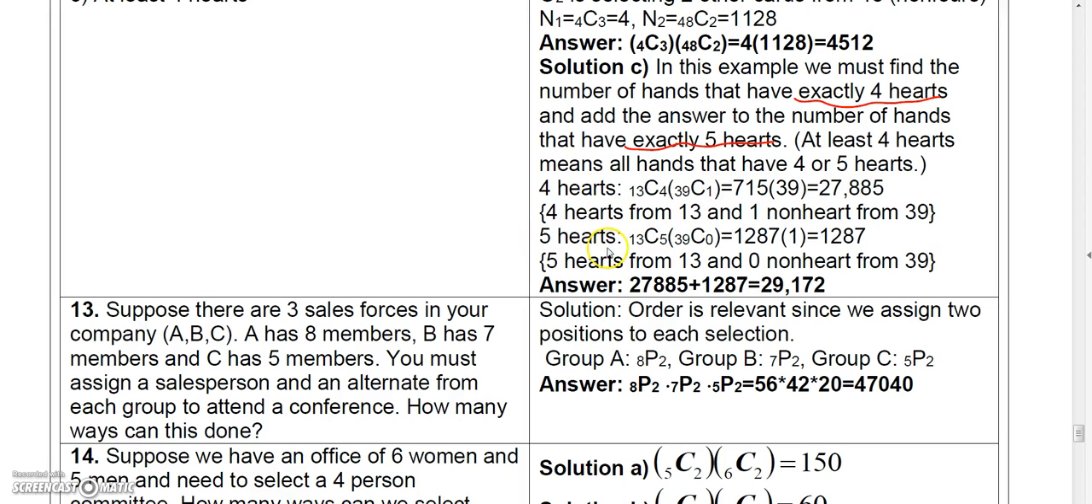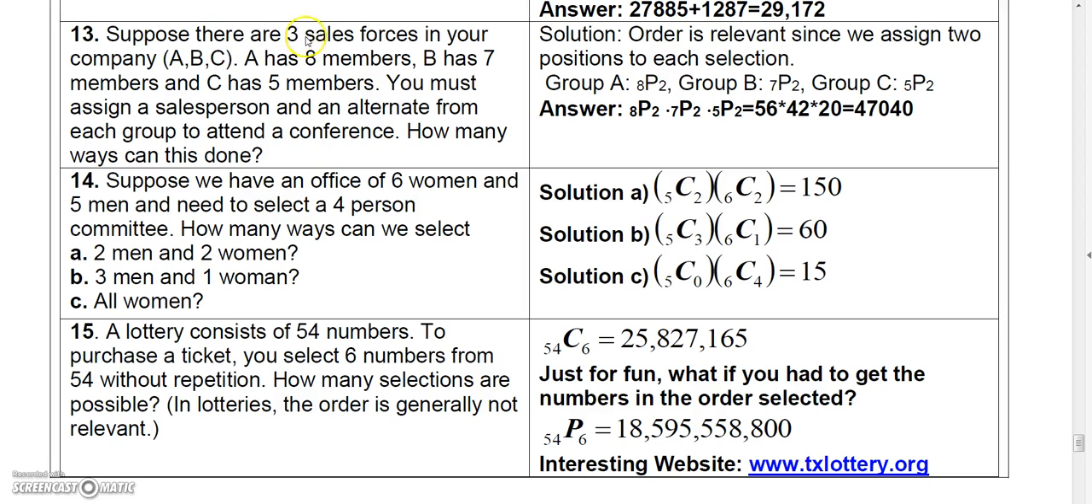And then for 5 hearts, out of the 13 hearts, choose 5, and out of the 39 other cards, choose none. And that gives me 1287 for the total number of ways to get exactly 5 hearts. And then you just add these two together, and that'll give you the number of ways to get at least 4 hearts. This next one, we have 3 sales forces in our company, A, B, and C.